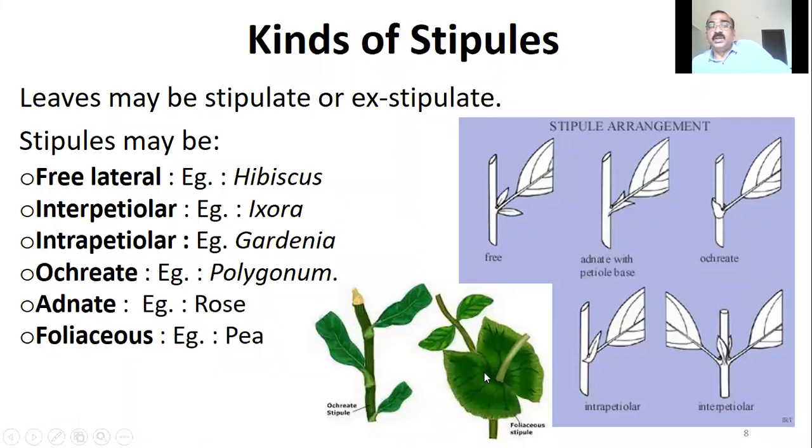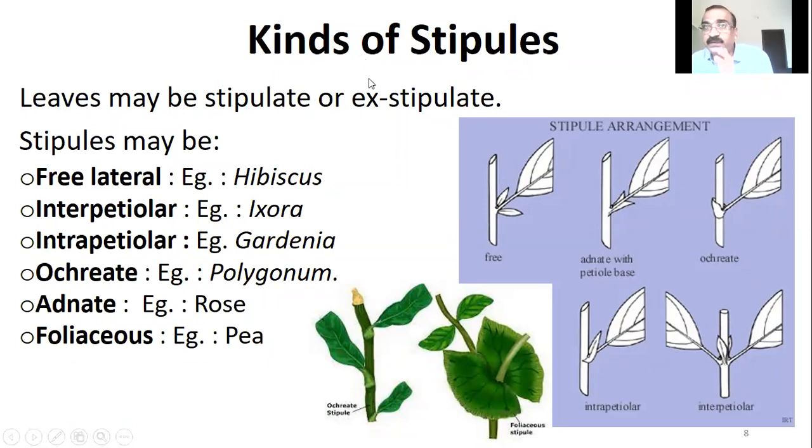Now you can see here. So this is also a stipule. Of course, the shape of the stipule is different. Here it is different. And leaves could be divided into two types depending on whether it has a stipule or stipule is absent. So if there is a stipule, then such leaves are called stipulate leaf. And if stipules are absent, then it is called exstipulate. So leaves two types, stipulate and exstipulate, depending on whether stipule is present or stipule is absent.